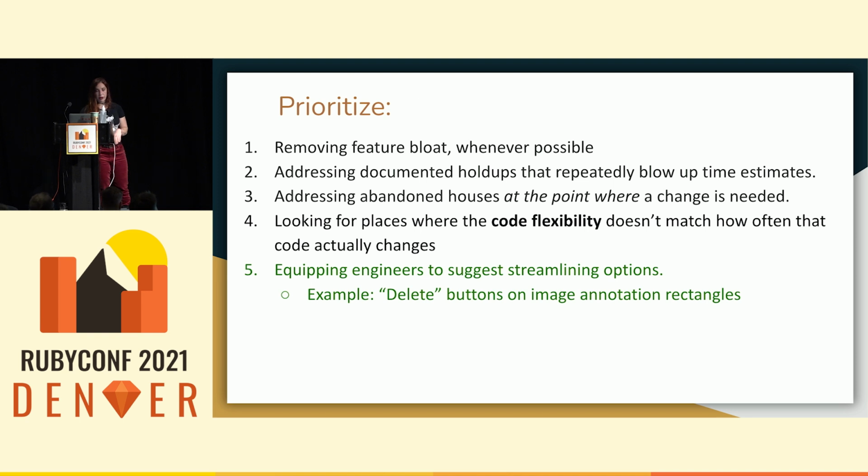So those are the 5 priorities: remove feature bloat, address documented holdups, address abandoned houses, make changes to where the code flexibility is located, and have engineers suggesting streamlining options with product and design. This is going to help you a lot with your maintenance load.